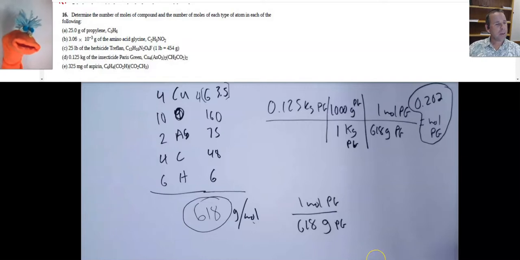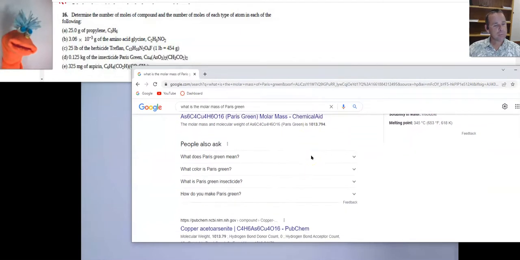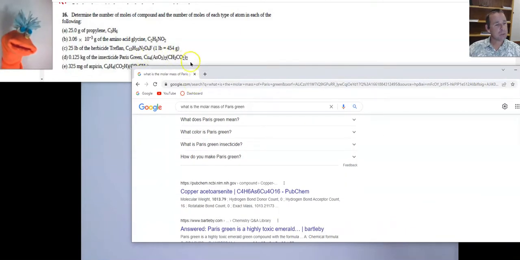Okay, I'm concerned about that answer because the Paris green molar mass is significantly different than all of these Paris greens. But that's the chemical formula they gave us, right? Yep. Okay.